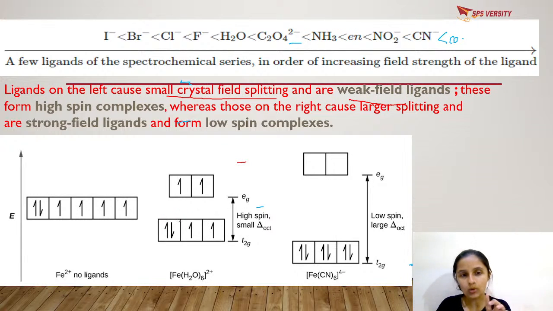That means you have more single spins, whereas the ligands found on the extreme right of the spectrochemical series are strong ligands and they cause greater splitting. Once this greater splitting is caused, they have the energy to pair up the unpaired electrons. So these are called strong field ligands, and when the electrons are paired up, you get a low spin complex.